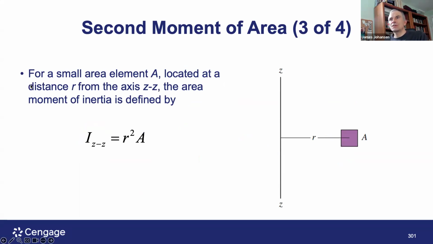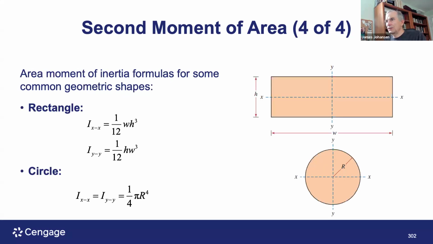So this is just some of the equations for a small area element A located at a distance r from the axis ZZ. The area of moment of inertia is defined by this equation. And this gets into the mechanics of material. And that's something for those that are taking the mechanical engineering track, you'll get a chance to be getting a little bit more into this. And there's equations for the area moment of inertia. And these are just some examples for a rectangle and a circle.